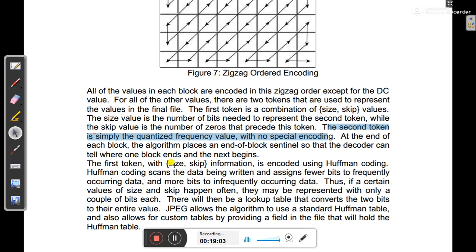The first token with size and skip information is encoded using Huffman coding. Huffman coding scans the data being written and assigns fewer bits to frequently occurring data and more bits to infrequently occurring data. Thus, if certain values of size and skip happen often, they may be represented with only a couple of bits each. There will then be a lookup table that converts the bits to their entire value. JPEG allows the algorithm to use a standard Huffman table and also allows custom tables by providing a field in the file that will hold the Huffman table.